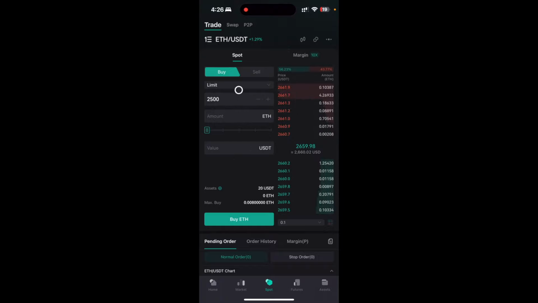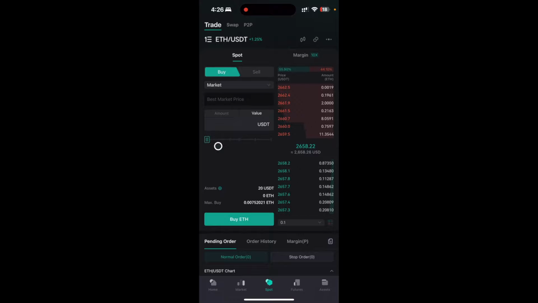But with a market order right here, the transaction is going to be immediate, and I'm not going to wait. I'm just going to take from the market. So let's say you want to buy cryptocurrency fast and you don't want to wait. It's highly advised to use a market order because the transaction is going to be immediate.